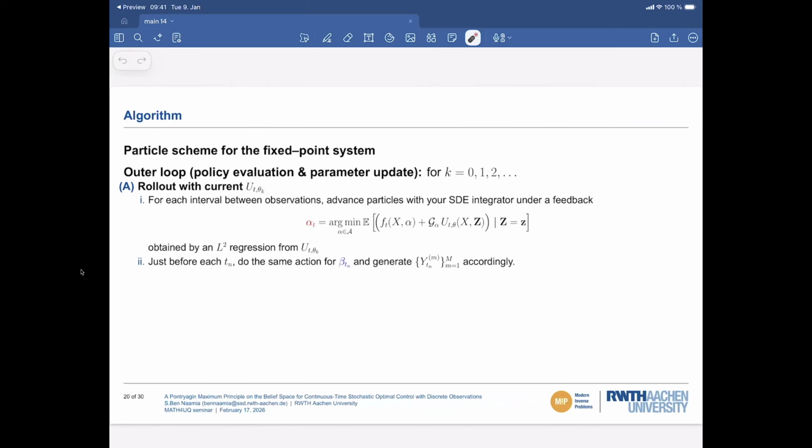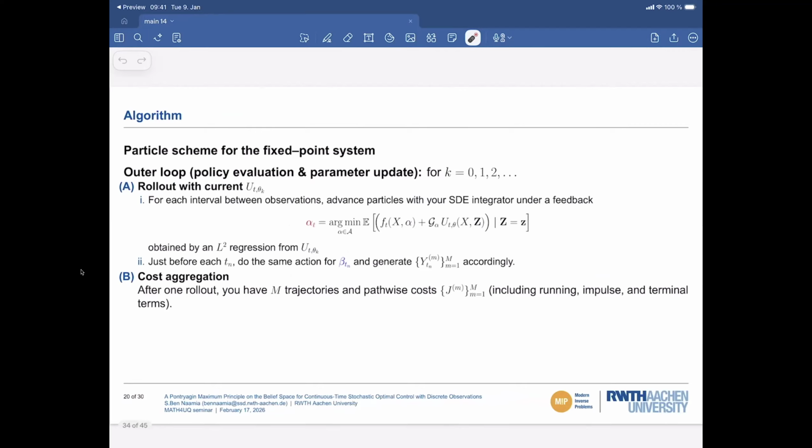This is not related to the times of the observations. So this is a sub-interval that is between, for example, 0 and T1. You discretize it, and then you evolve your particles, and you calculate your optimal controls based on those particles by doing this conditional expectation and using the L2 regression method. Then, once you reach the time of the observation, you need to make a control over beta. So you do the same action to pick up beta accordingly, and then you generate the y's.